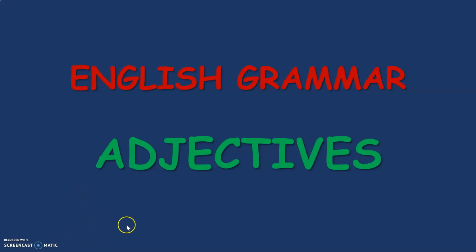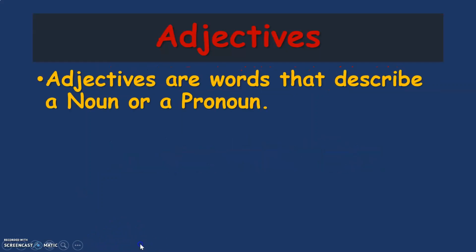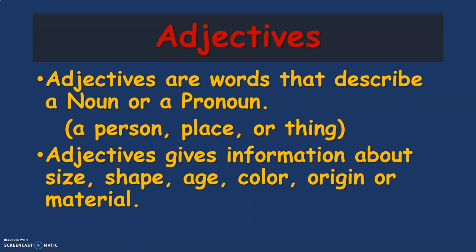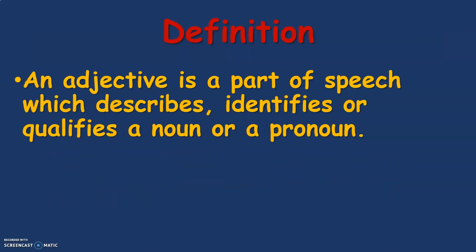And today's topic is adjectives in English grammar. Adjectives are words that describe a noun or a pronoun, a person, place or thing. Adjectives give information about size, shape, age, color, origin or the material. Now what is the definition? An adjective is a part of speech which describes, identifies or qualifies a noun or a pronoun.